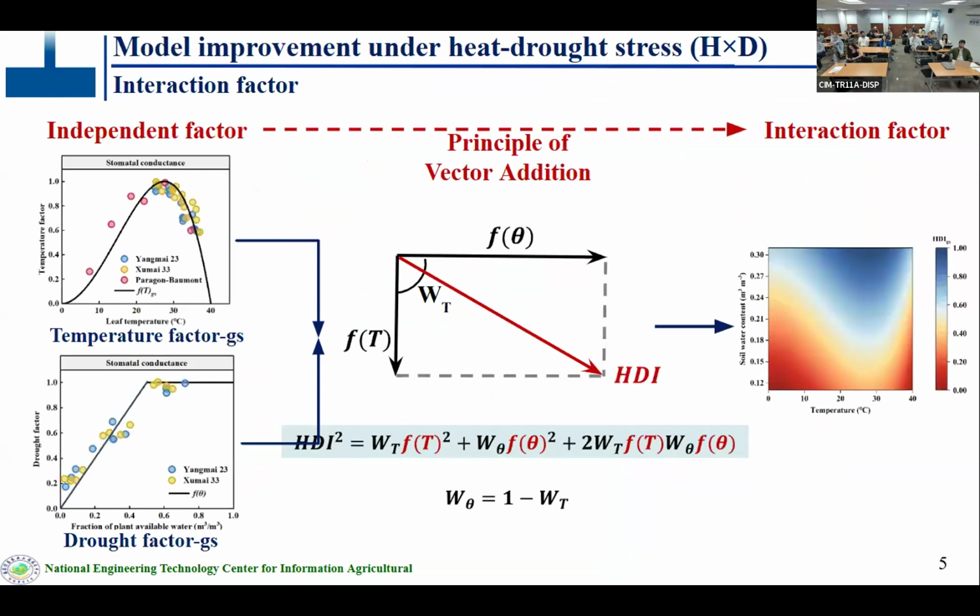Firstly, we need a new algorithm for the interaction factor. Here we refer to the principle of vector addition. We take the thermal conductance as an example. We need to know the independent temperature factor and the drought factor, and then we synthesize them using this formula to get the interaction factor HDI. Finally, we can get the interaction value under different temperatures and soil water content.